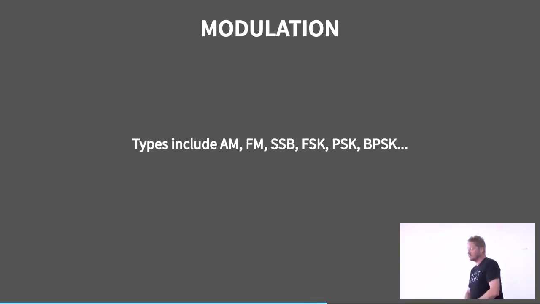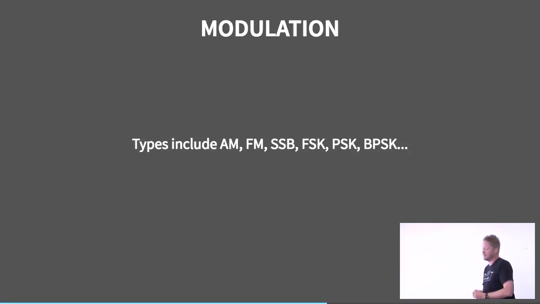So putting something onto a radio carrier is called modulation. It's taking the information, be it the Morse code, the voice or some digital data, and putting it onto a radio carrier so it can be pumped out the antenna to get to somebody else. And here are some types.